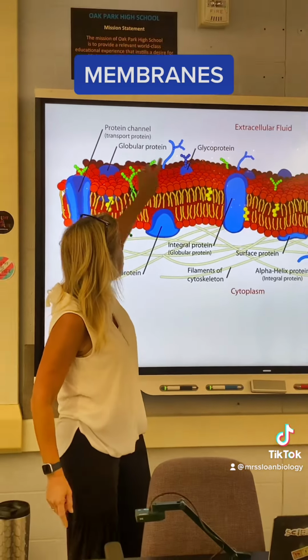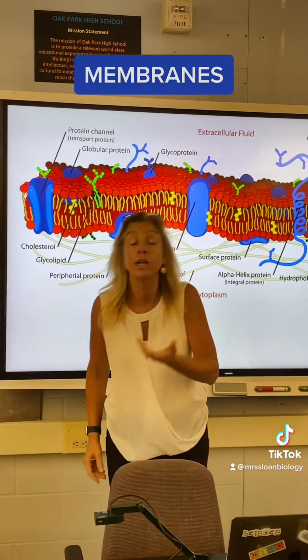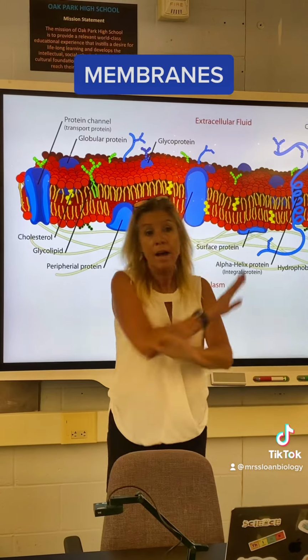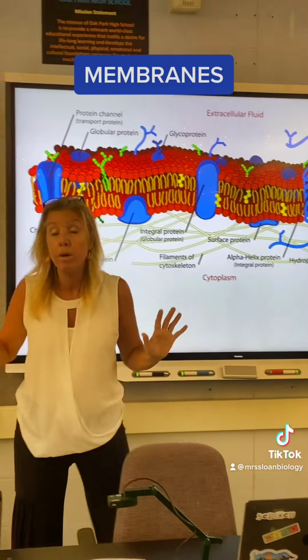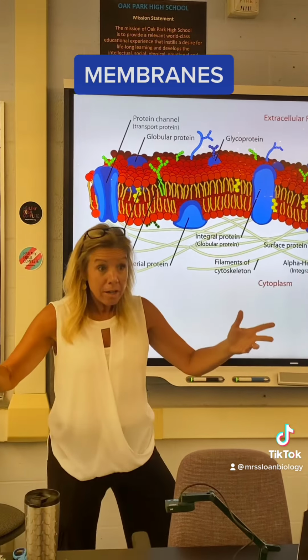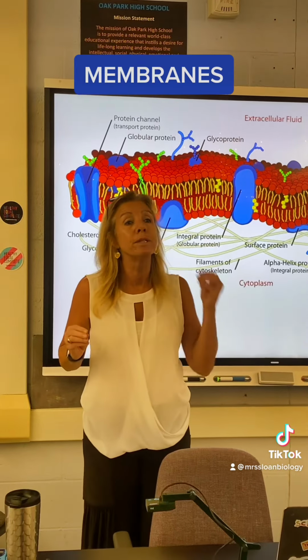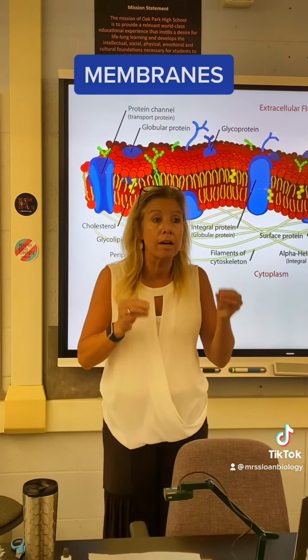You also have here on the outside of the cell membrane, you have glycolipids and you have glycoproteins. They are neither lipids nor proteins. What are they made out of? Sugars, good. And they have to do with cell recognition and cell-to-cell interactions.